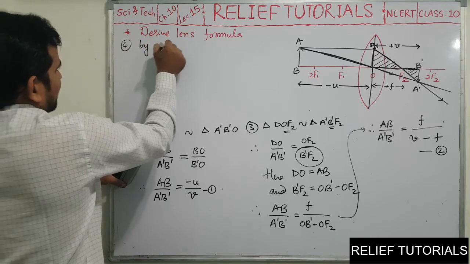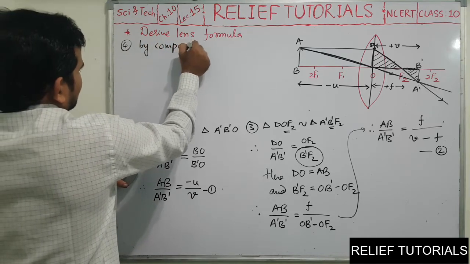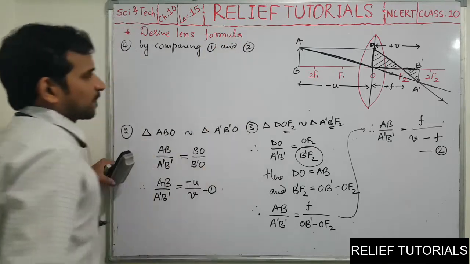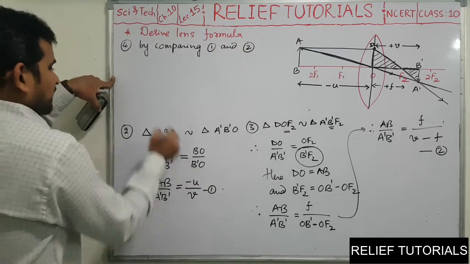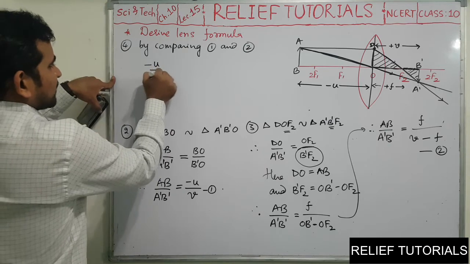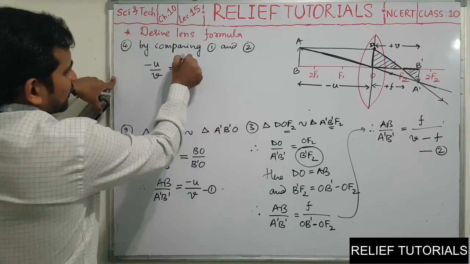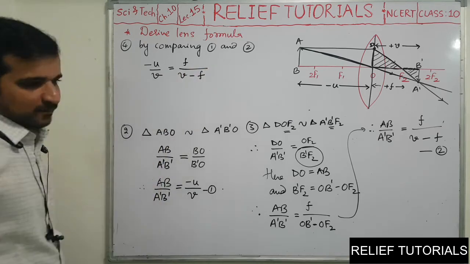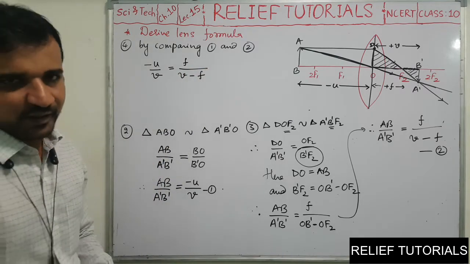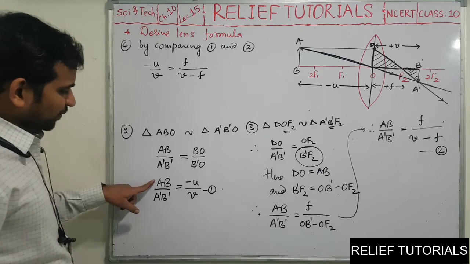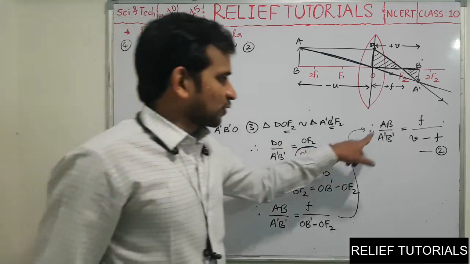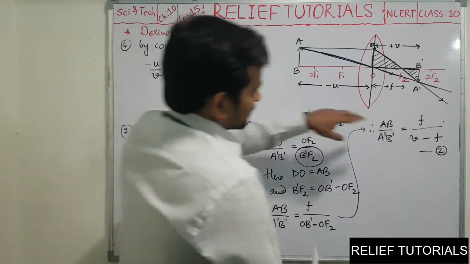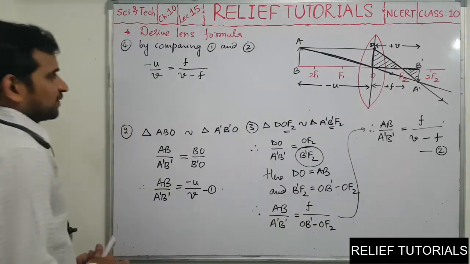By comparing 1 and 2, minus U by V is equals to F by V minus F. We are comparing result number 1 and 2. Result number 1 is of AB upon A dash B dash, 2 is of AB upon A dash B dash, so we can compare minus U by V is equals to F by V minus F.